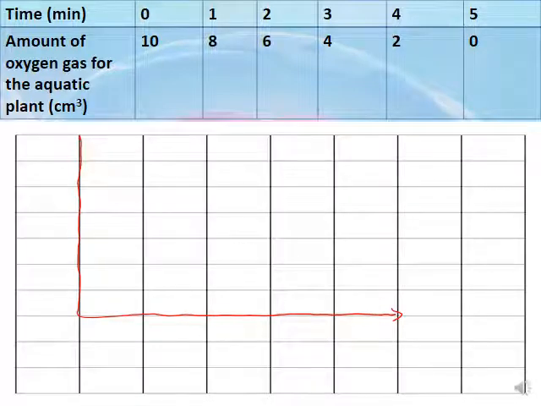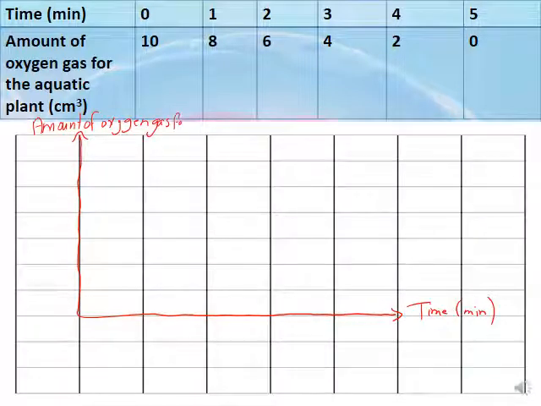And why do you have to put an arrow here? Because we're moving in this direction. This is first. Second, I have to determine which one is on the x-axis. So the one in the table above should be below. So the time is above in the table, so it should be below in the graph. So time in minutes. And also here, the y represents the amount of oxygen gas for aquatic plant, and I have to put the unit in centimeter cube.